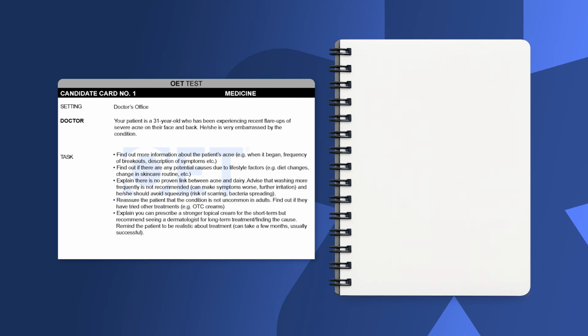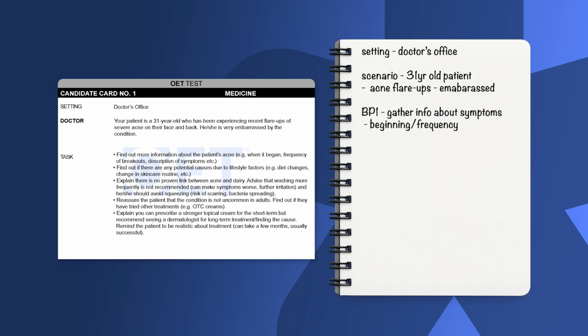Okay, how did you go? Let's compare your notes with a sample. Here it is. Starting with the setting, let's write down setting, doctor's office. Next, here are the notes of the scenario. Scenario, 31-year-old patient, acne flare-ups, embarrassed. Now turning to the bullet points, the first is bullet point 1, gather information about symptoms.